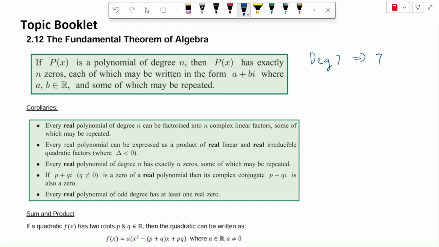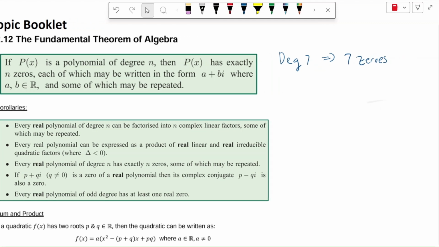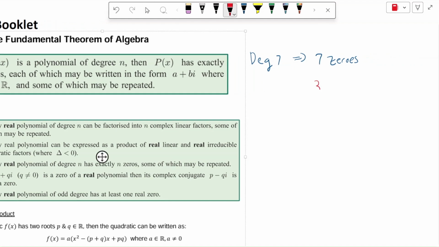We expect 7 zeros. For example, these zeros could be 3, they could be 2. You could have 1 plus i. If you have something like 1 plus i, you need to have its conjugate. That's very important. So the imaginary or complex ones will only ever come in pairs. One of your other zeros could be something like 3 take 4i. So again, you would need 3 plus 4i.